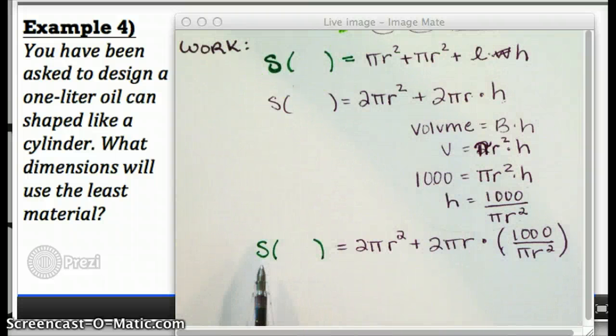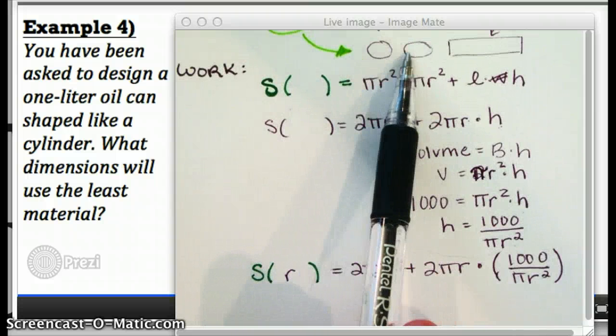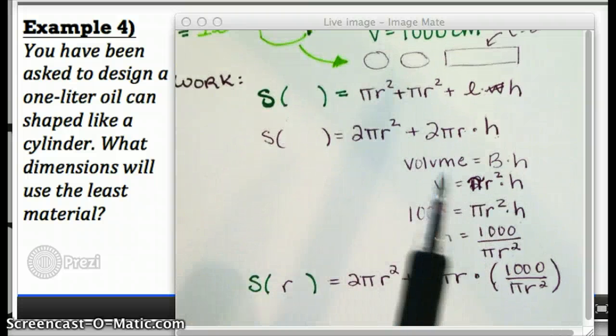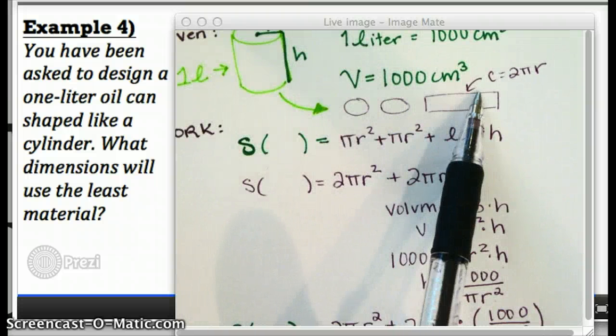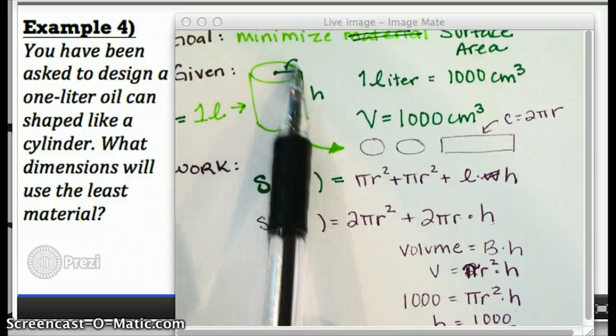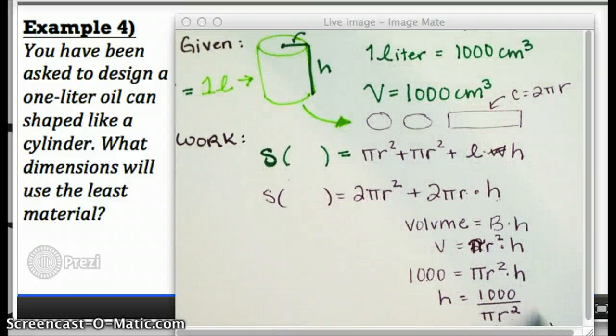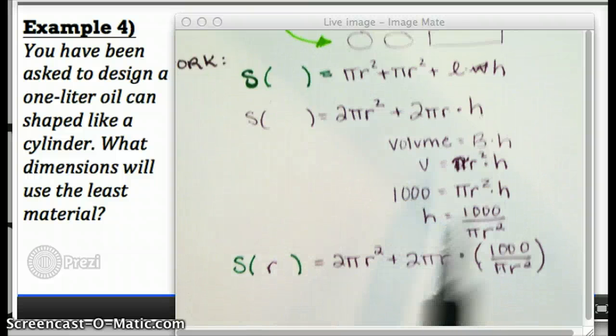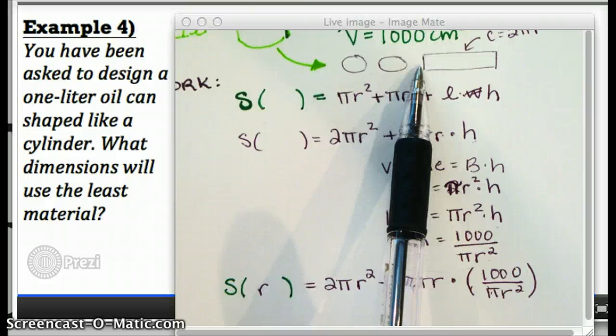We now have a formula for the surface area that only has one variable. That variable is r. Make sure that you can see where this comes from. The 2 pi r just came down. Remember, that was the two ends of the cylinder's area. This 2 pi r represents the length of this shape, which was the circumference of the circle. And this 1,000 divided by pi r squared represents the height, which was the width of the rectangle.